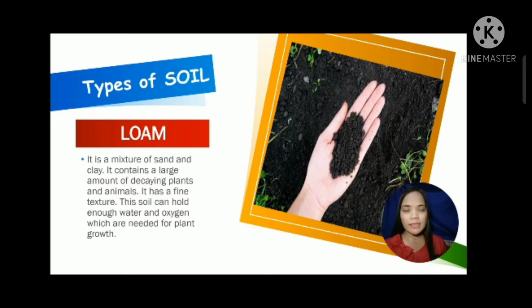Loam soil, as you can see in the picture, is a mixture of sand and clay. It contains a large amount of decaying plants and animals. It has a fine texture too, and this soil can hold enough water and oxygen which are needed for plant growth. Okay, so the first one is the clay soil, which is good in making pots. This loam soil is good for plant growth.